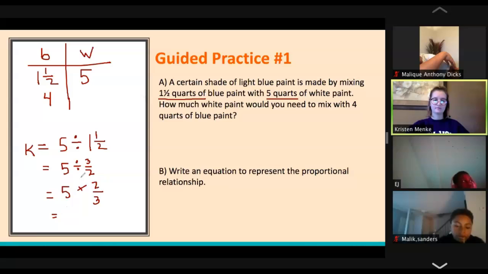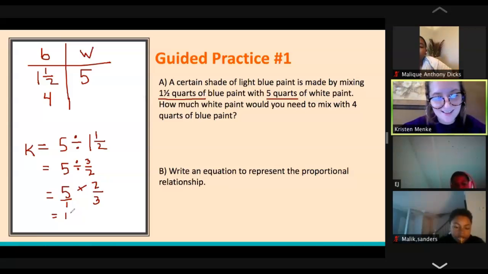So first I do 5 times 2 and then 5 times 3. So 5 is the same thing as 5 over 1. So then multiply down the row. Alright. 5 times 2 is 10. And 1 times 3 is 3. Yep, so 10/3. And last but certainly not least, what is 10/3 as a mixed number?